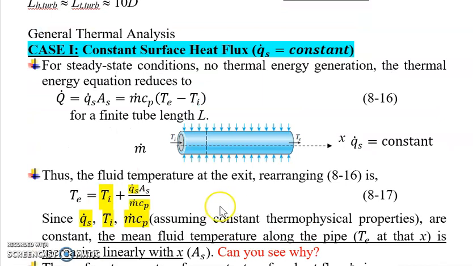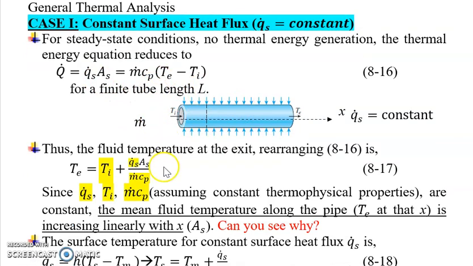If you remember, we have two boundary conditions, the constant temperature boundary condition and the constant surface heat flux boundary condition. Let's have a look at the constant surface heat flux first. For steady state conditions, no thermal energy generation, we have an energy balance performed on the section of the channel. So we have the energy brought in by the mass coming in and leaving equal to the heat gain from the constant heat flux.